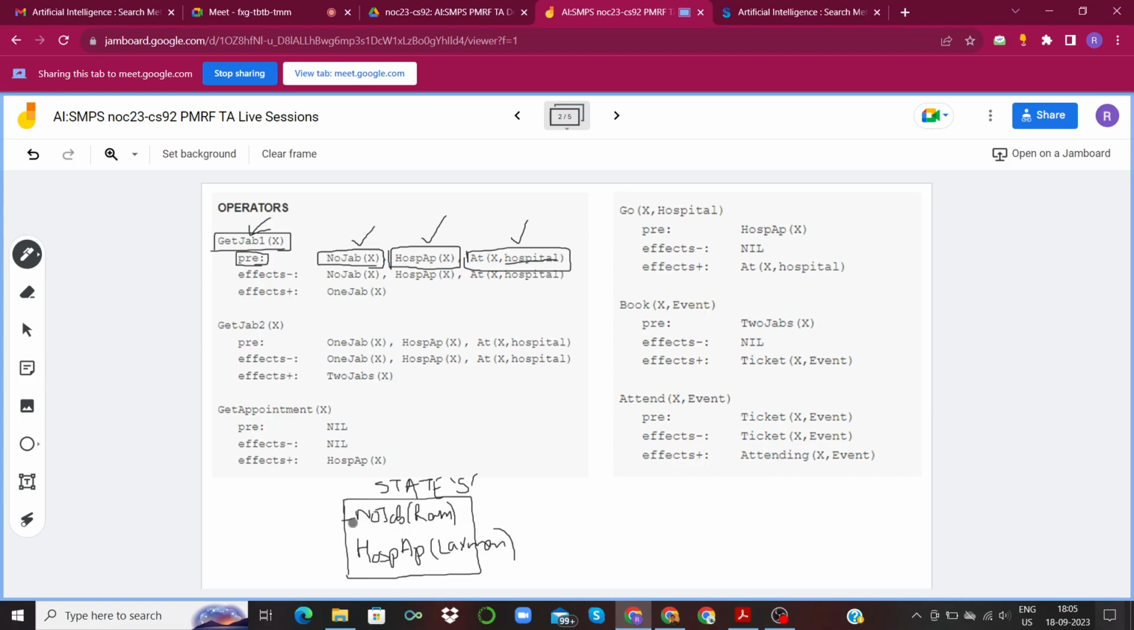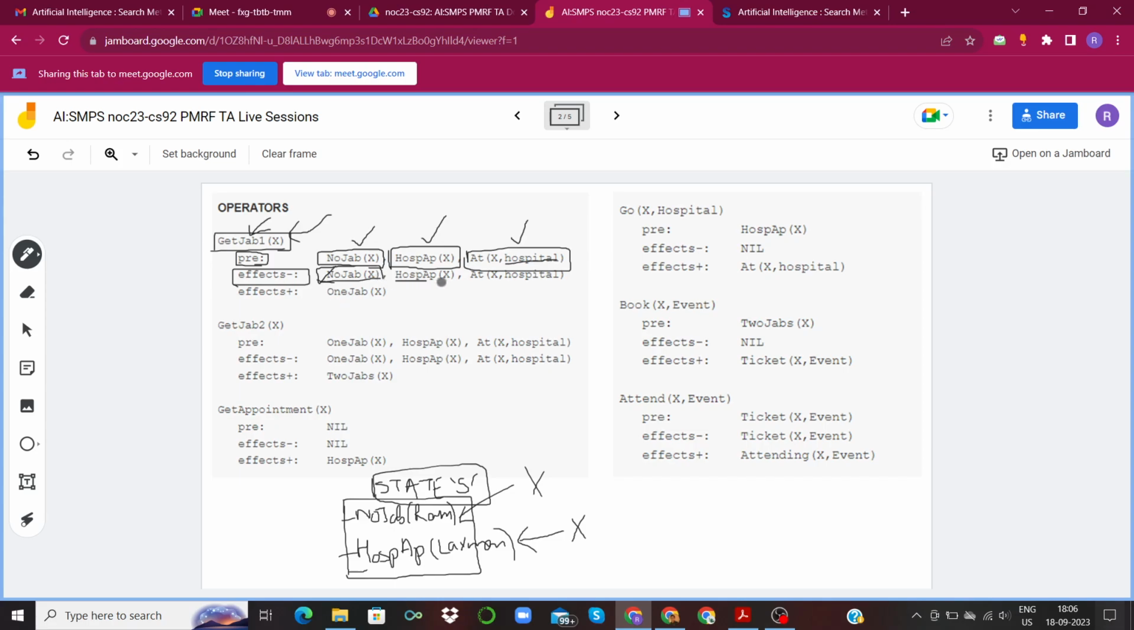Okay, so basically a set of these facts or instances of those predicates would form a given state, and when you apply a certain operator, that operator would result in some of these facts becoming untrue. Those would be called the negative effects of the operator. For example, if we consider the first operator get jab 1, when a person named X would receive his or her first dose of vaccine, then the fact that the person X has not gotten any dose of vaccine would become false, right? So this would be called a negative effect of the operator.